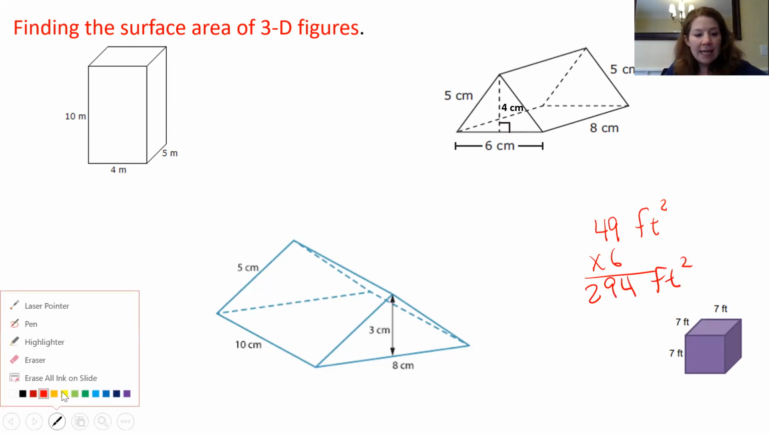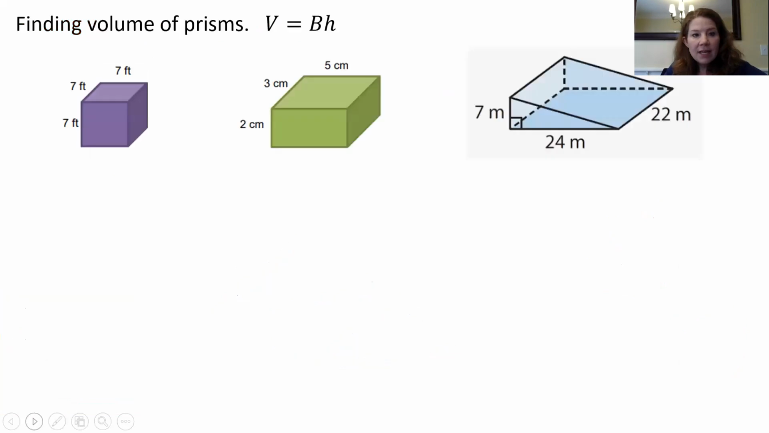All right, one more slide. Now volume is the base times the height times the length, or length times width times height. And then when you have a triangular prism, you always want to find the area of the base. And then you're going to multiply the area of the base times the height. So think about this as a triangle. So you're going to find the area of the base.